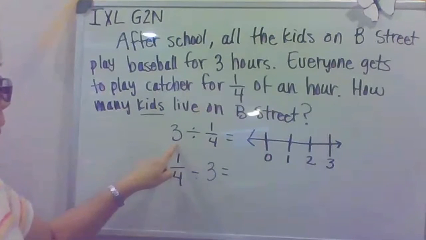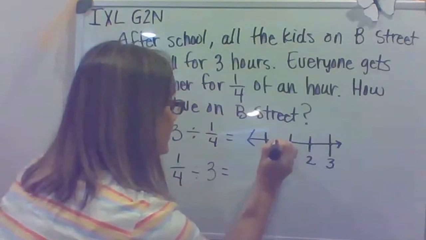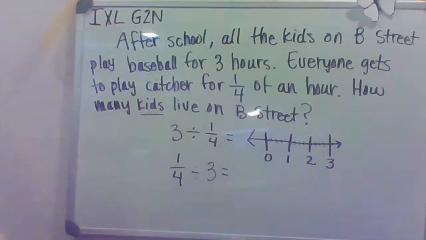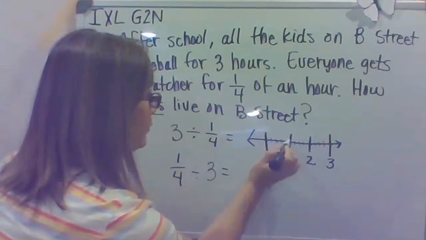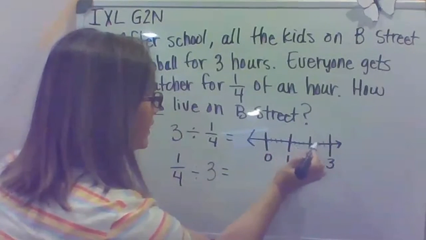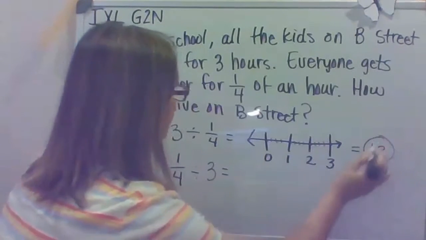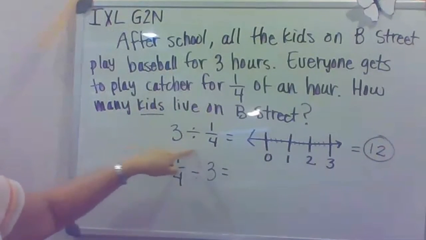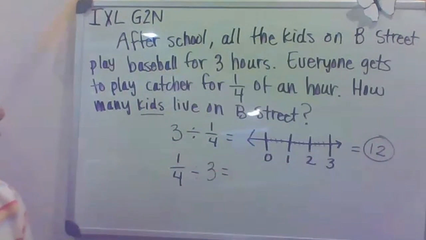It says I have to take my 3 whole units and divide it into fourths. So 1, 2, 3, 1, 2, 3, 1, 2, 3. So when I solve this out, I'm going to count how many units I now have. 1, 2, 3, 4, 5, 6, 7, 8, 9, 10, 11, 12. All of it equals 12. Okay, so if I think it's this equation, then it would be 12 kids live on B Street. Okay, I'm really not sure.